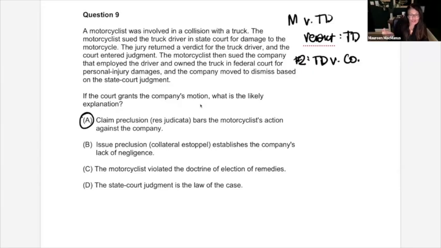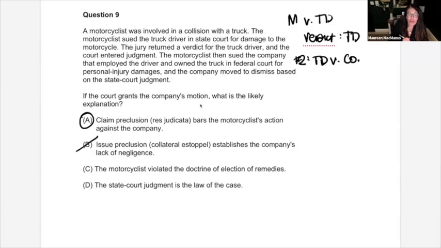B is issue, they're saying issue preclusion establishes the company's lack of negligence. That also is not true. That goes beyond the facts because we don't know that the company wasn't negligent. The company might have been negligent for hiring the truck driver. We just know that the truck driver didn't win, but we don't know it's because he wasn't negligent. Maybe it was because the motorcyclist did something else. There was some other issue, but we don't necessarily know that the truck driver wasn't negligent. So we can't pick that for a couple of reasons.